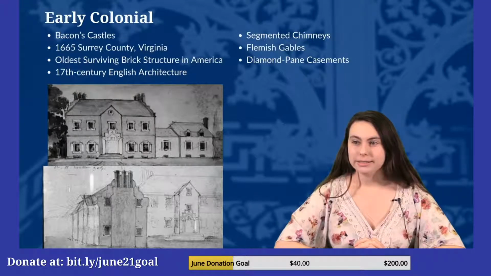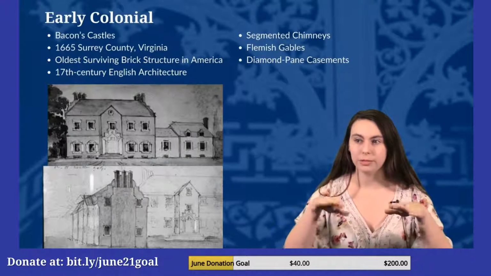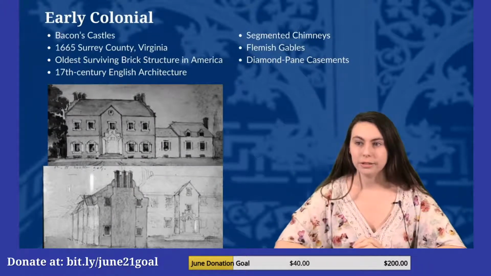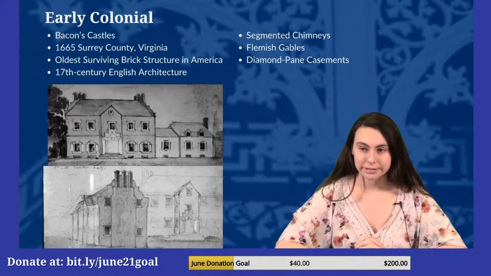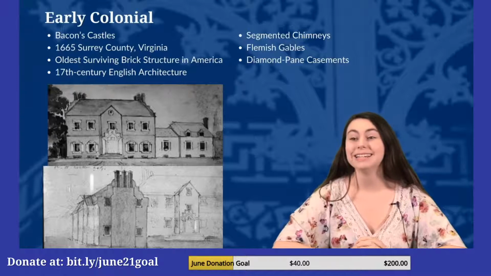So it's a 5/5 plan with a center hall. You can see the center hall, it would open up, and then you would have side rooms on either side of the central hall, which would be the interior plan.